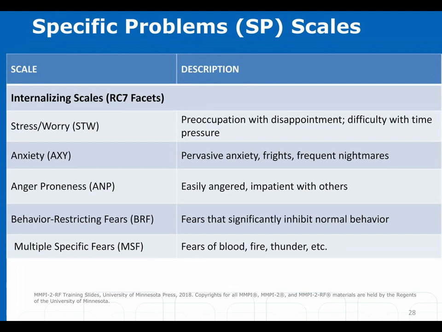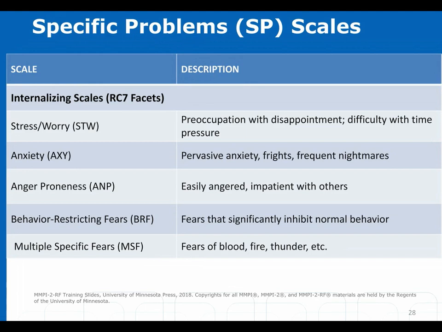The anxiety scale assesses anxiety, frights, and frequent nightmares. This is one of the best specific predictors of post-traumatic stress disorder on the MMPI-2-RF. Next, we have anger proneness, which measures being easily angered and impatient with others. This scale is often a good indicator of personality disorders like borderline personality disorder.